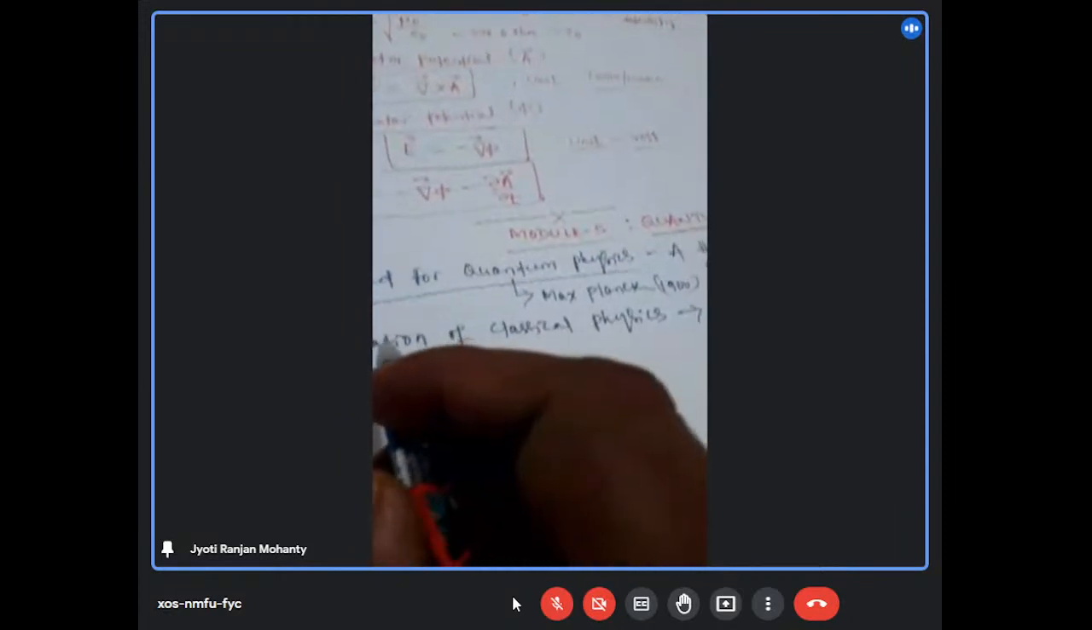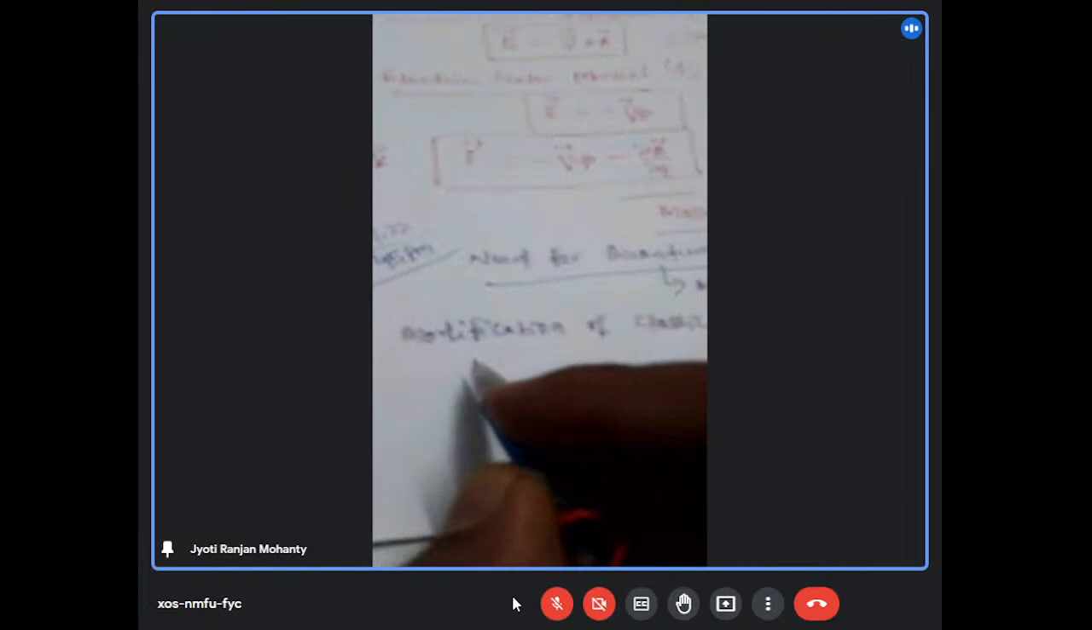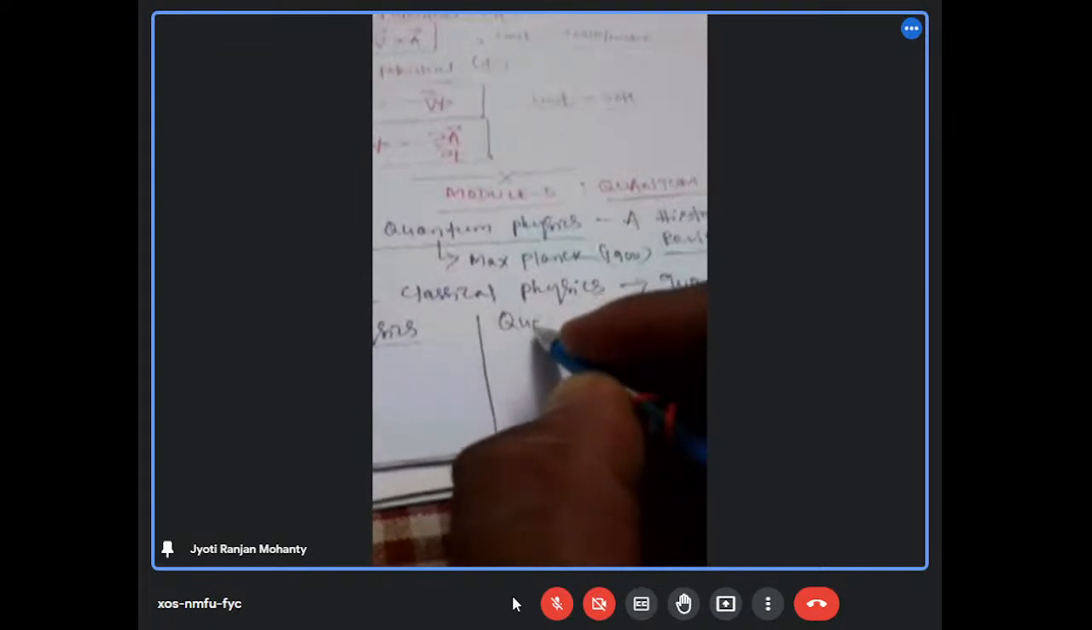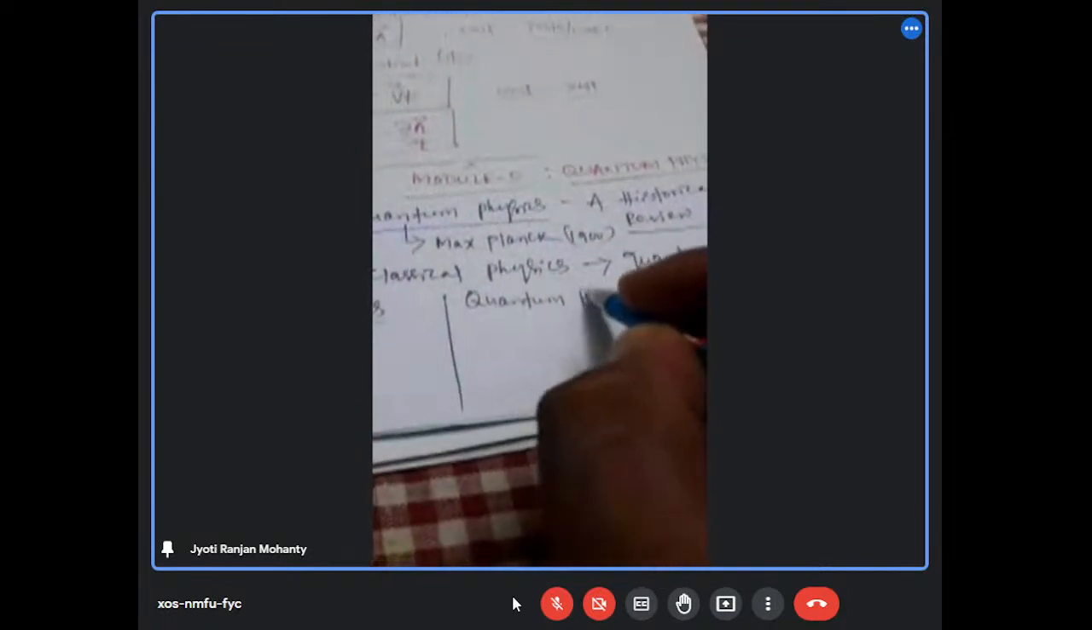Here I want to give a difference between classical physics and quantum physics. On the left hand side you write classical physics, on the right hand side you write quantum physics. Sometimes a 2 mark question is asked: write a difference between classical physics and quantum physics. Are you writing?